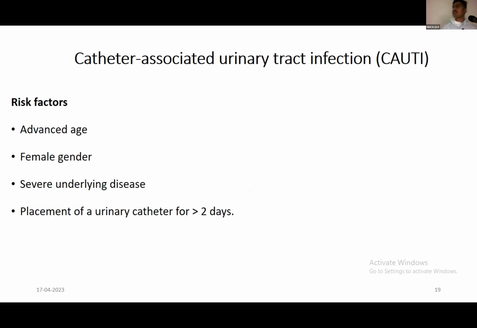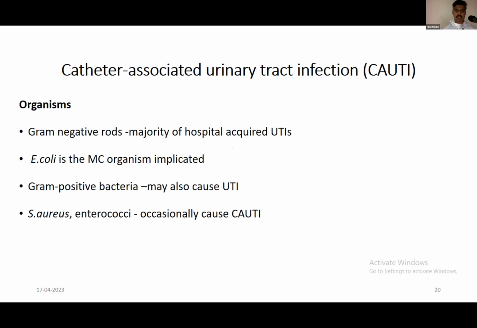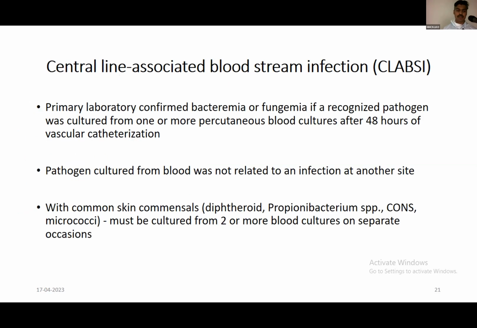So what are the risk factors for the CAUTI? They can be advanced age, female gender, severe underlying disease, or placement of urinary catheter for more than 48 hours. Most commonly, gram-negative rods are involved in the CAUTI. E. coli is the most common organism. Gram-positive bacteria can also cause UTI. Staph aureus and enterococci occasionally cause the CAUTI.